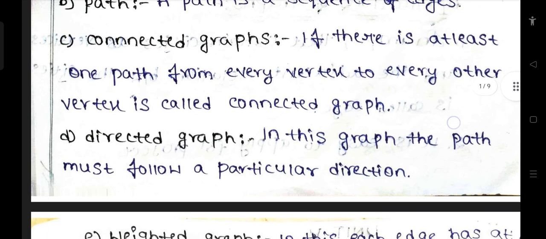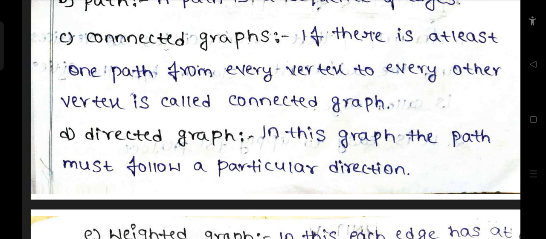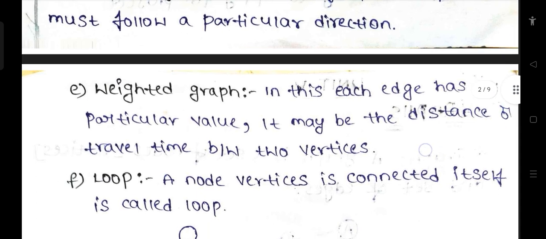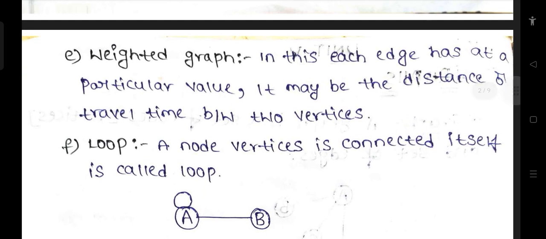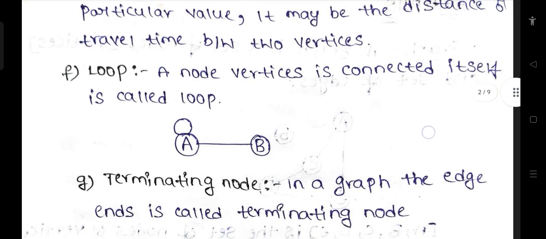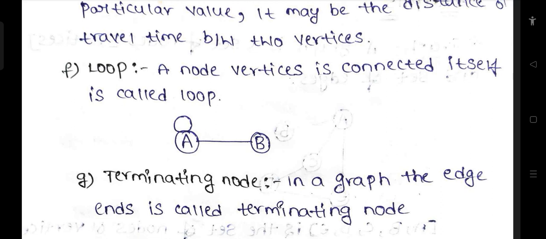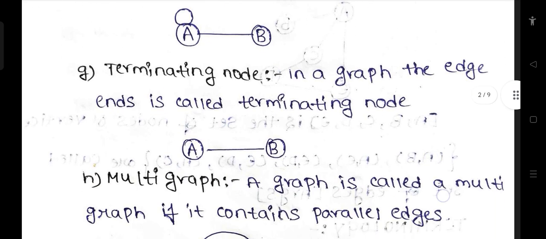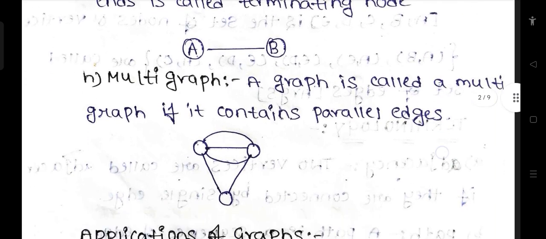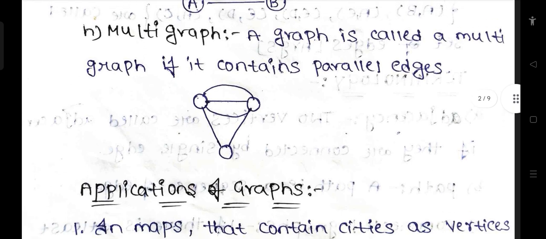Connected graph: if there is at least one path from every vertex to every other vertex, it is called a connected graph. Directed graph: in this graph, the path must follow a particular direction. Weighted graph: in this, each edge has a particular value. It may be the distance or travel time between two vertices. Then a loop is a vertex connected to itself. In a graph, the edge ends are called terminal nodes. Next one is multigraph. A multigraph is nothing but a graph with parallel edges.